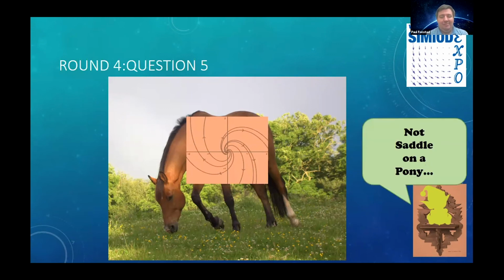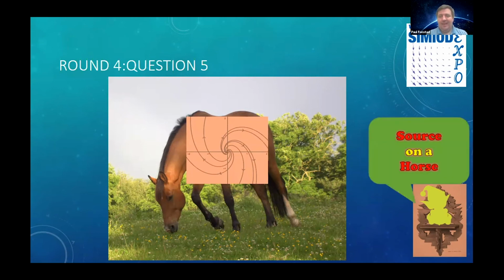Yep, it's not saddle on a pony. Direction of the arrows definitely matters. Cecil was the first person to get it. Source on a horse is the correct answer.